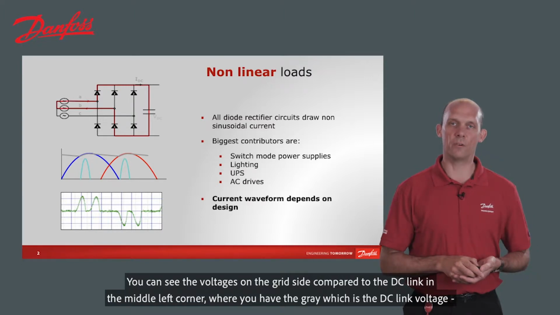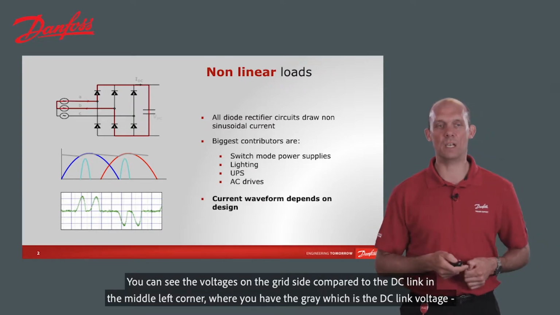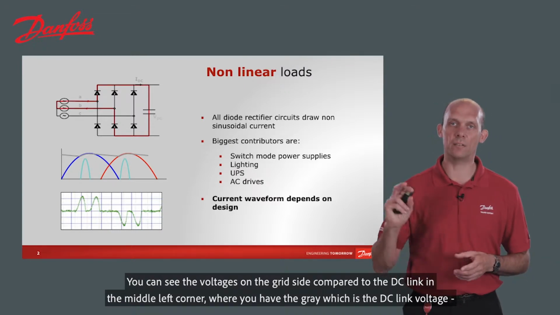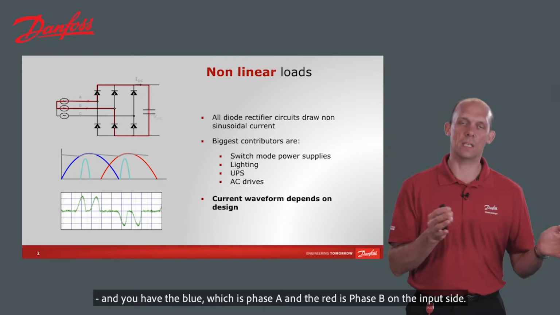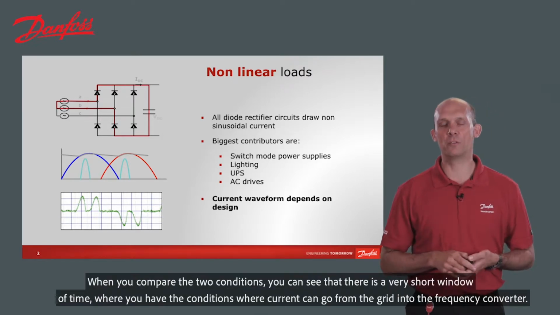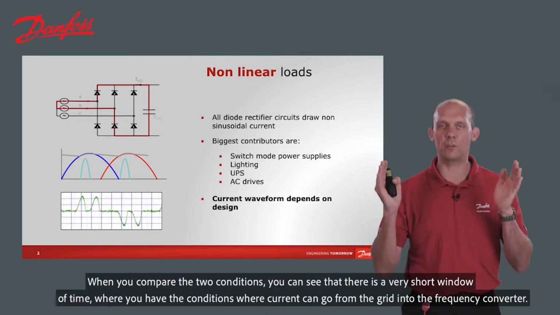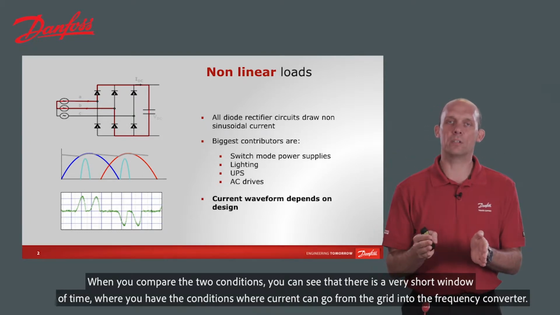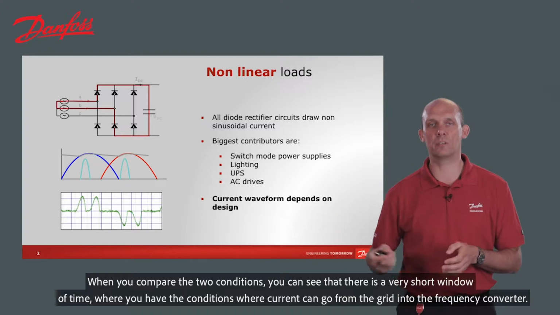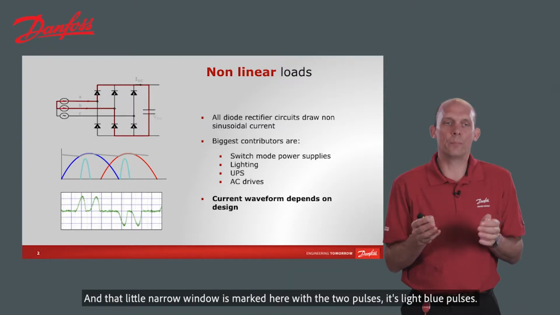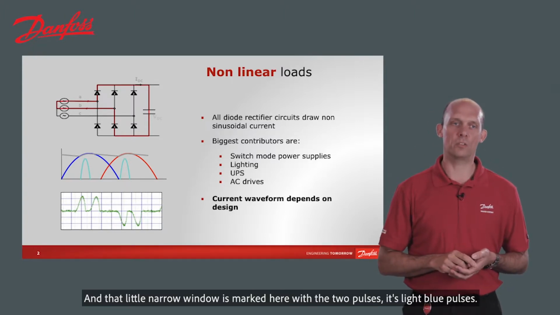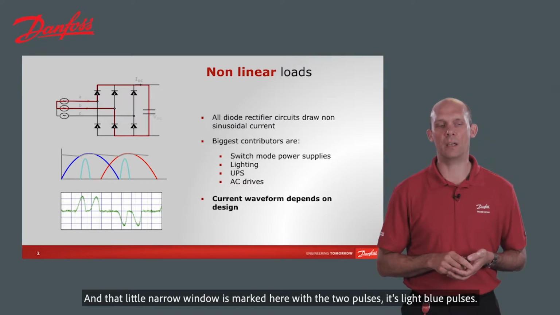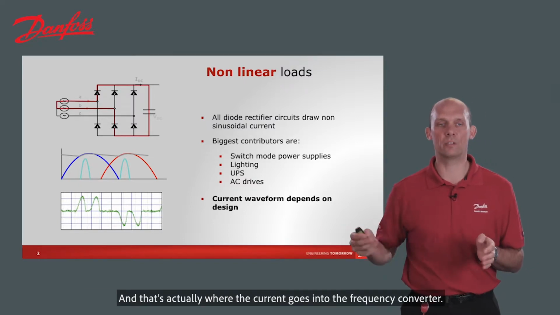You can see the voltages on the grid side compared to the DC link in the middle left corner here, where the gray is the DC link voltage, the blue is phase A, and the red is phase B on the input side. When you compare the two, you can see that there is a very short window of time where current can go from the grid into the frequency converter. That narrow window is marked here with two light blue pulses, and that's actually where the current goes into the frequency converter.